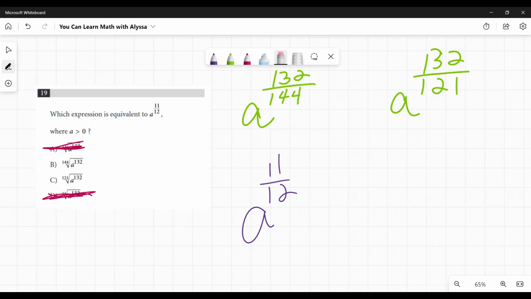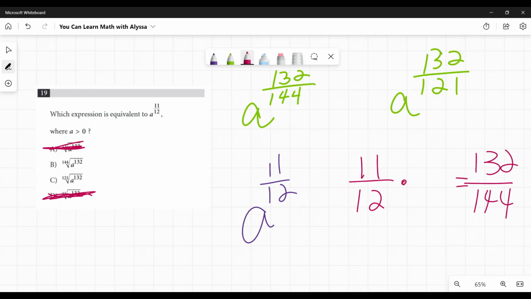So if I have these two fractions, 132 over 144 and 132 over 121, can I multiply 11 over 12 by something to get to either of those two? Well, let's look at the first one here. 11 over 12, and I wanted to get to 132 over 144. Is there a number that I can multiply over itself to get there? Well, 12 times what equals 144? 144 is 12 squared, 12 times 12.